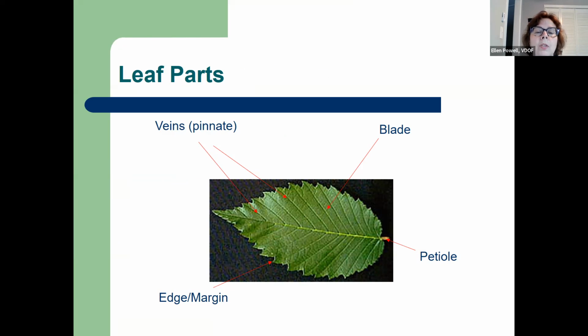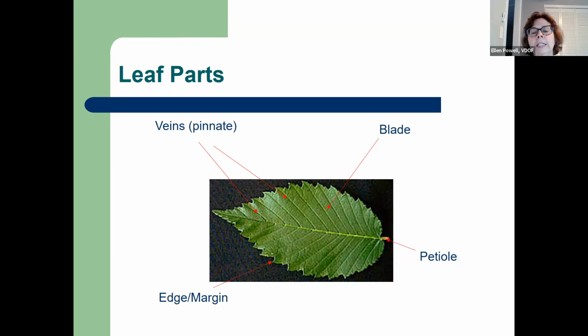But the edges of the leaves are called margins, technically. The book that we have in forestry, we call them edges because we work with kids a lot, and sometimes using words like margin that might not be familiar, we would prefer to use something that is user-friendly. It really doesn't matter what you call it as long as you know where you're looking.